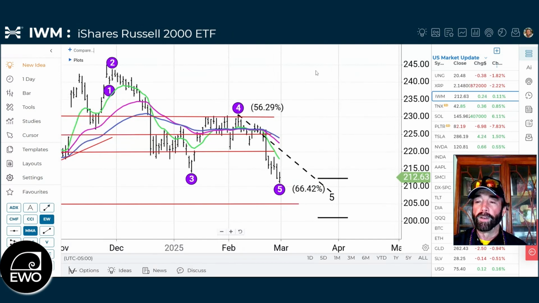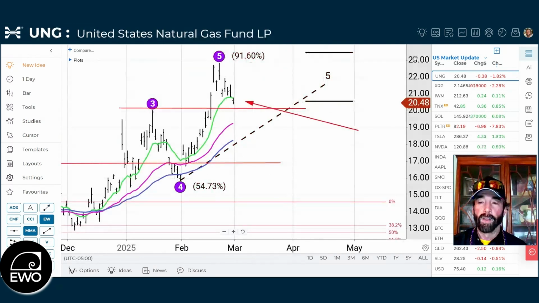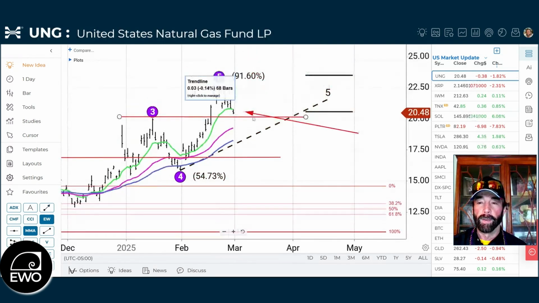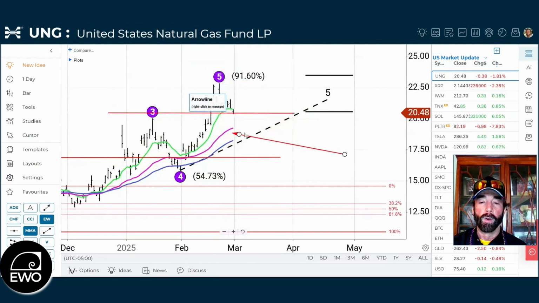Let's go ahead and move into energy. We'll look at the UNG. We had this nice move to the upside here. I've been talking about natural gas and the interesting fact that we have had a bounce as we're moving towards the end of winter with the market looking ahead. Why would we get this bounce now?